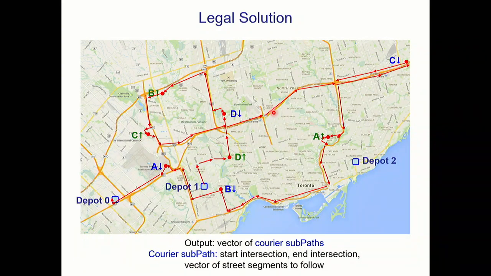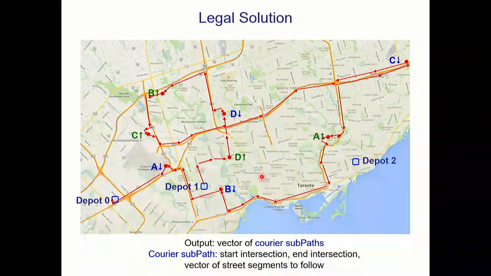And then we go all the way here on the 401 to drop off C, then pick up A, drop off B, and then drop off A. In this case, we ended up at depot 0. We could have ended up at depot 1 as well. It doesn't matter. We are free to choose the depot that we want, as long as it minimizes the travel time of the courier. Okay, so what is the output?